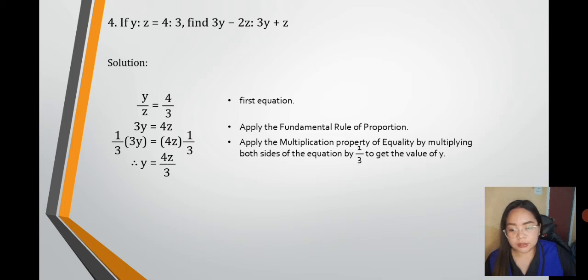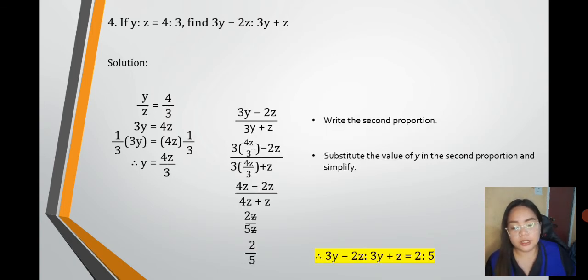So, apply naman natin ang multiplication property of equality by multiplying both sides of the equation by 1/3 to get the value of y. So, 1 multiplied to 3y over 3 is y, and 4z multiplied to 1 over 3 is 4z over 3. Therefore, our y is 4z over 3. So, para sa next step, write the second proportion, which is 3y minus 2z over 3y plus z. So, substitute the value of y in the second proportion and simplify.